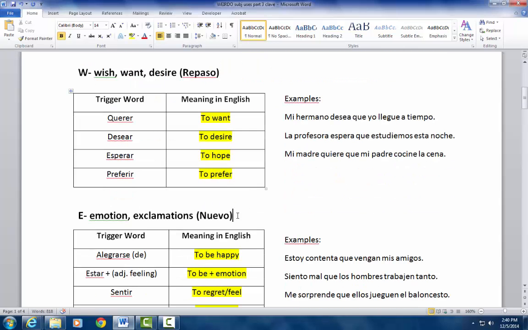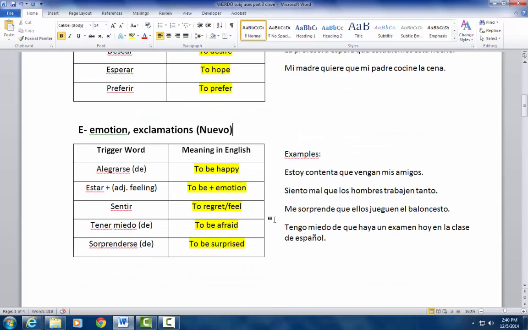Okay, here we have a brand new topic, emotion, an exclamation. Alegrarse, to be happy. Estar plus any adjective feeling, which is to be and then that emotion. Sentir, to feel and to regret. Tener miedo, to be afraid. And sorprenderse, to be surprised.